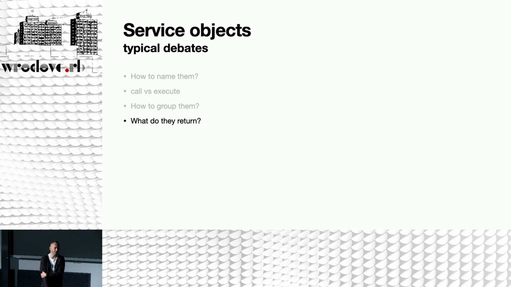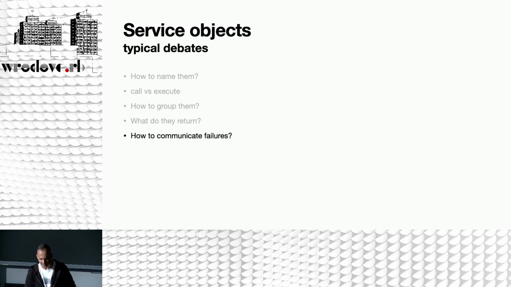What do they return? That's the one where the heated debates were. What does a service object return? A, nothing. B, the last record that was changed. C, true or false, because we like Active Record. What else? Monad, yeah, success or failure. I'm not giving answers here.